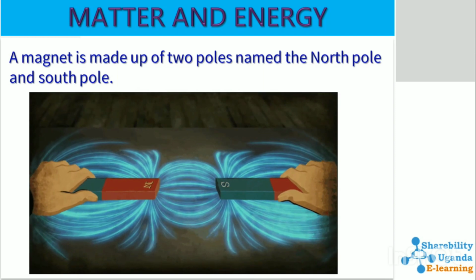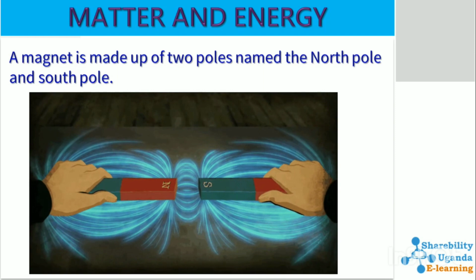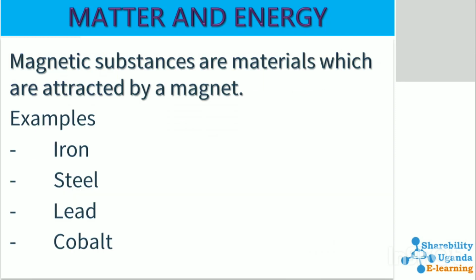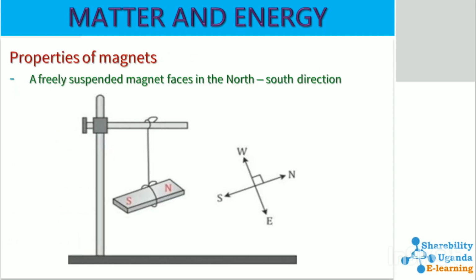A magnet is made up of two poles, named the North Pole and the South Pole, as you can see in the video. Magnetic substances are materials which are attracted by a magnet, and they include iron, steel, lead, cobalt, among others. However, non-magnetic substances are substances that are not affected by magnetic forces, and they include rubber, plastic, paper, cloth, wood, and etc.